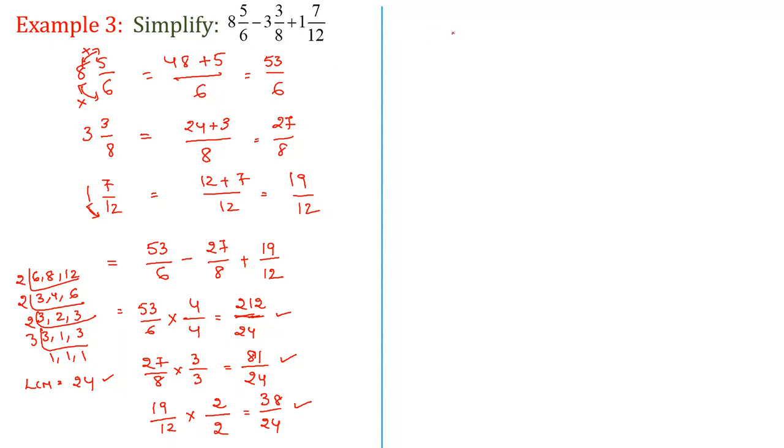So the first fraction is equivalent to 212 by 24. What is in between the two fractions? Minus 81 by 24 plus. The equivalent fraction for this one is 38 by 24. Now all the fractions have become like fractions. So take the denominator which is common to all and apply the operations in between them. 212 minus 81 plus 38.